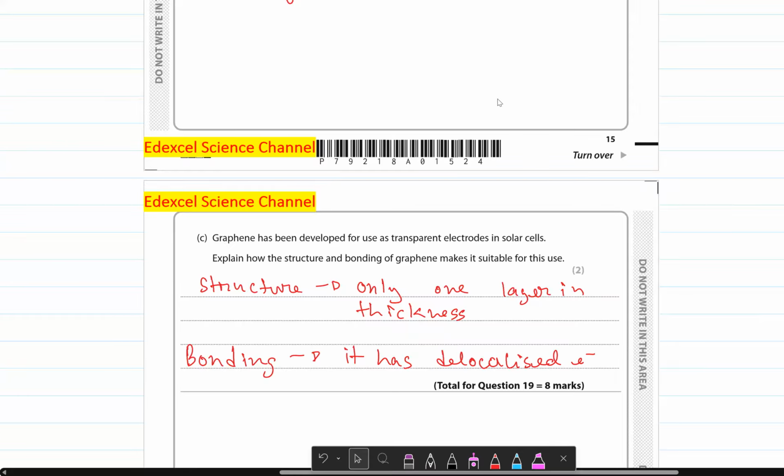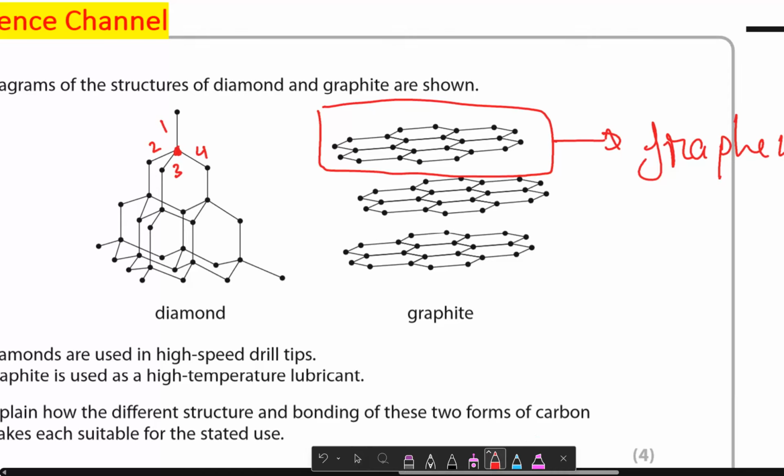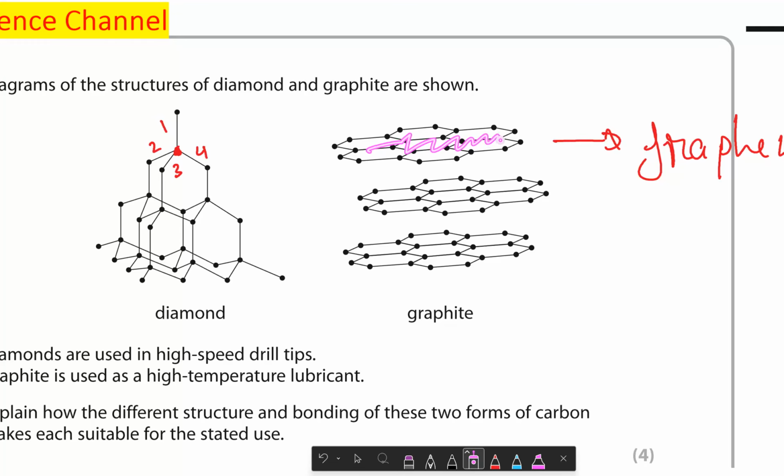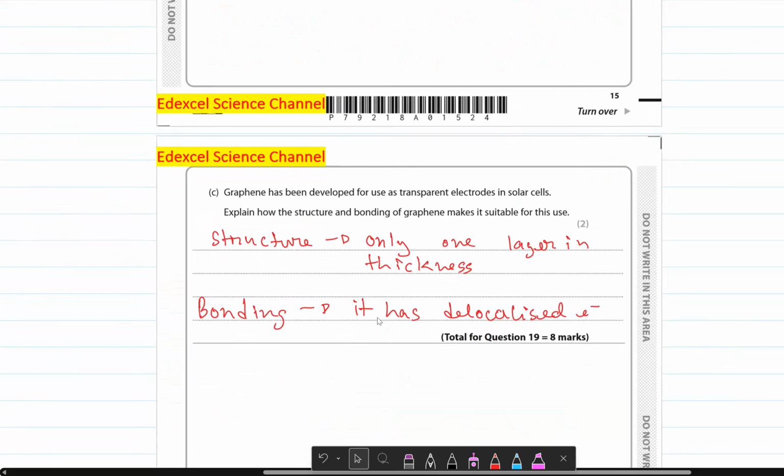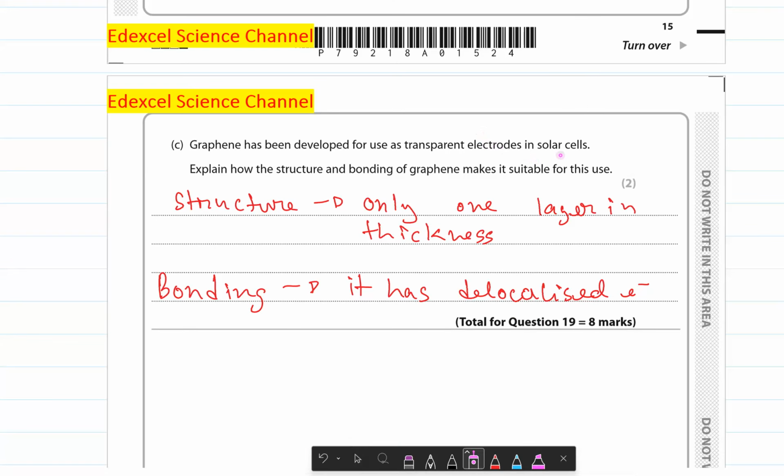Okay. One thing I do have to mention is that even though each layer has delocalized electrons within the layer, those delocalized electrons cannot jump from one layer to another. Okay, so graphene is suitable for electrodes in solar cells because it is only one layer thick, so it will be transparent, and it has delocalized electrons, so it can act as an electrode.